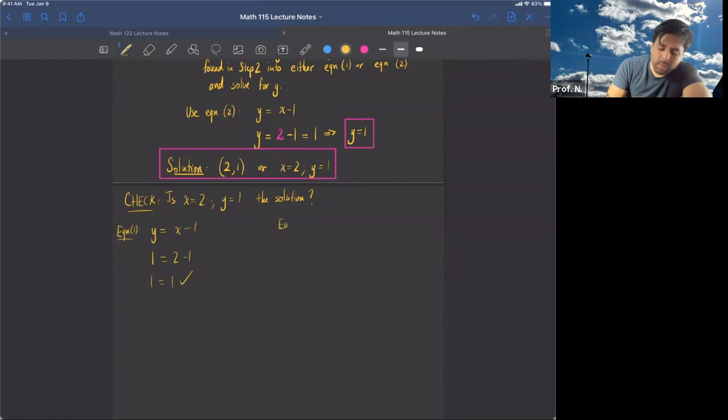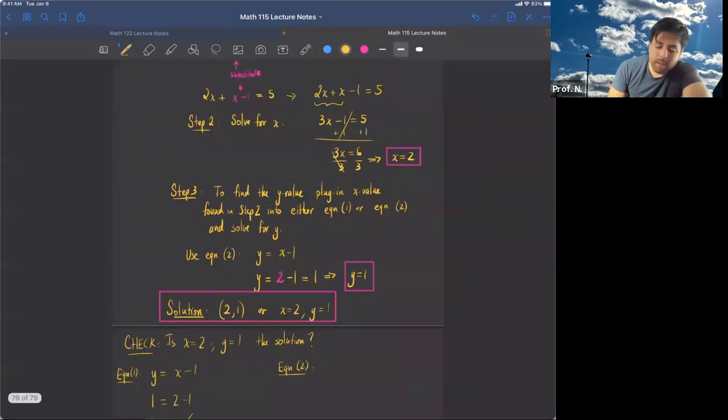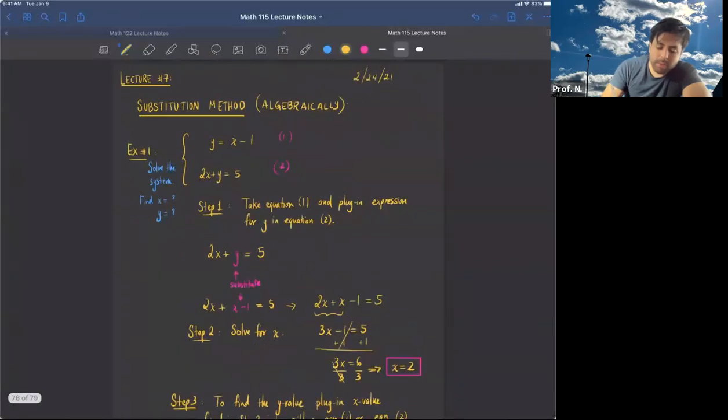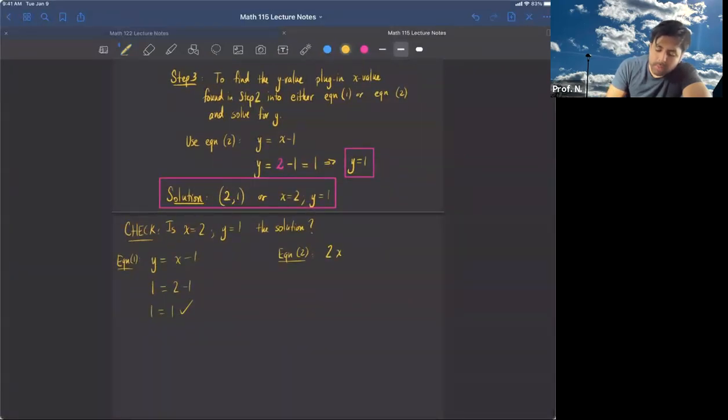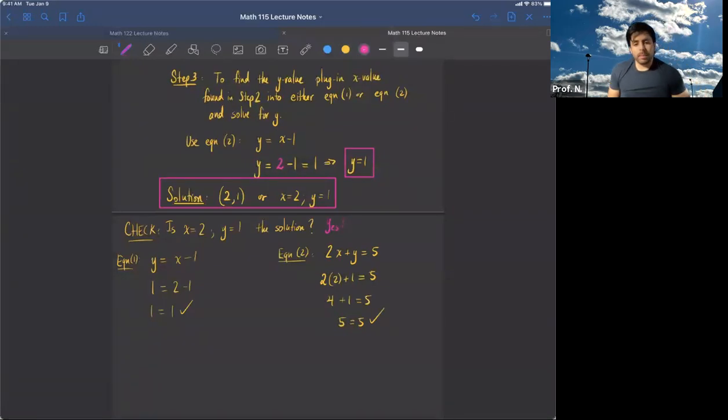Now look at equation 2. What does equation 2 say? 2x plus y equals 5. Is this true if I plug in the values? So 2 times 2 plus 1 equals 5. 4 plus 1 equals 5. Definitely equals 5. So check. So indeed, yes, it is the solution because it makes both the equations true simultaneously.